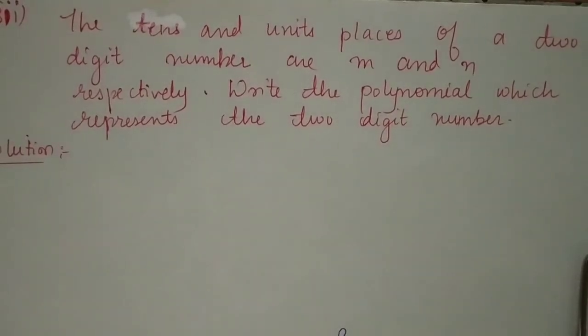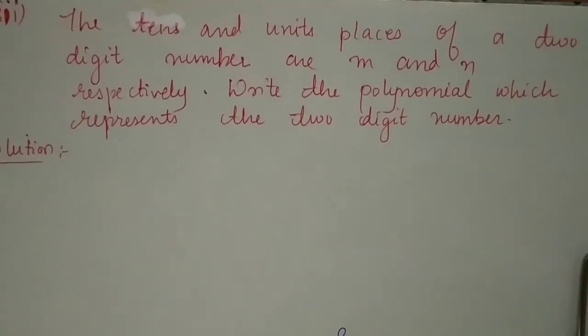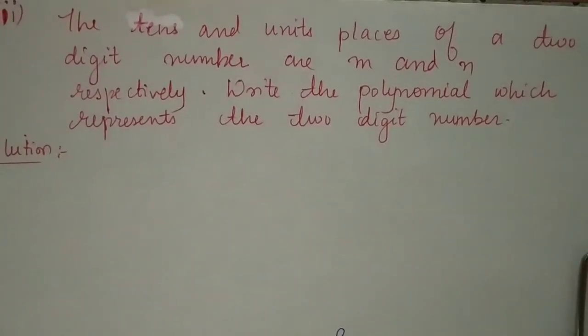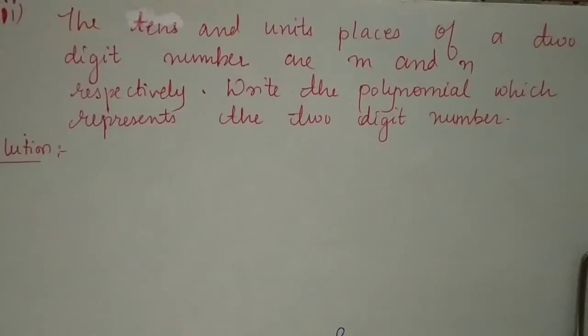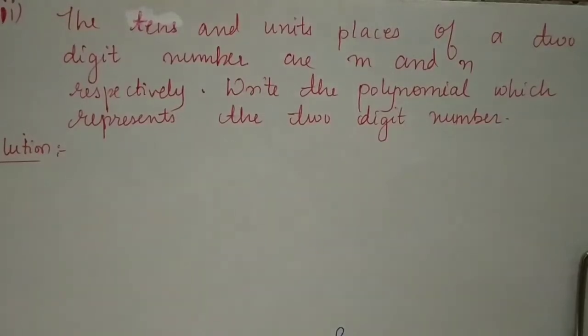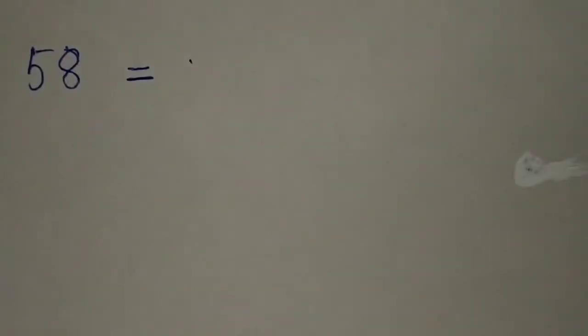Let us recollect something which we have done in our primary school. I hope you remember the place value, the expanded form. In the question we have been asked to write down a two-digit number in polynomial form, right? Let us take it a different way. Suppose that the two-digit number is 58. Now how do I write this 58 in the expanded form? You have studied this in primary.